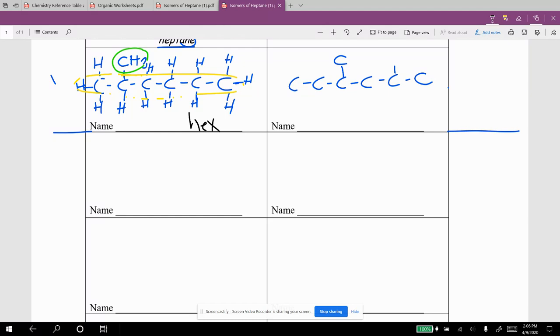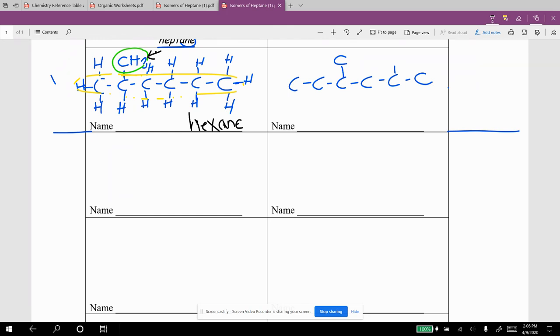Now, according to table Q, the bond that's holding everything together is a single bond. Single bonds end with A. So now I have to identify that there's something sticking off of this 6 carbon chain. I need to talk about that branch, right? This is my branch. How many carbons are in that branch? I have to count them.